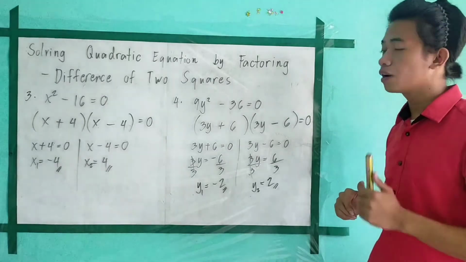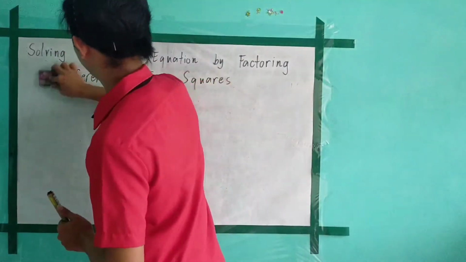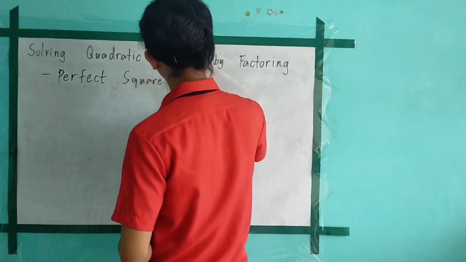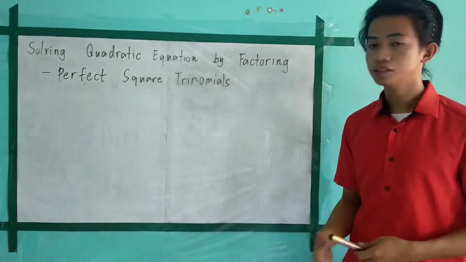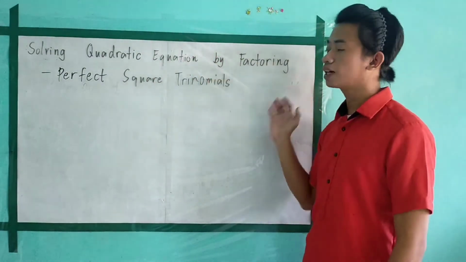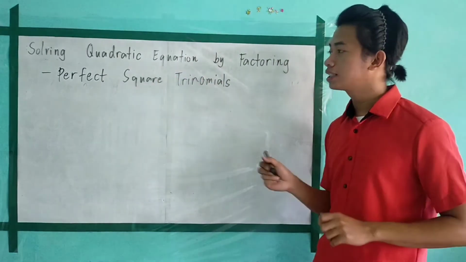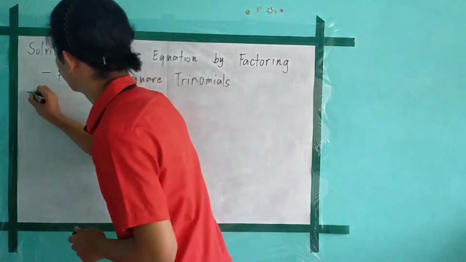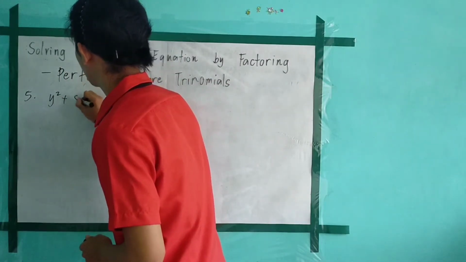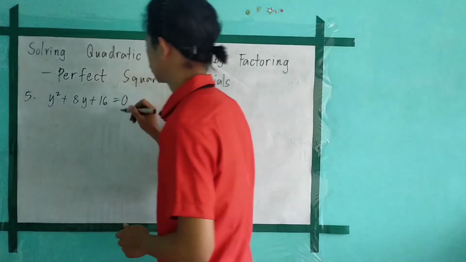Next tayo, perfect square trinomial. Solving quadratic equation by factoring using perfect square trinomials. So let's have problem number 5. Let's say we have y squared plus 8y plus 16 is equal to 0.